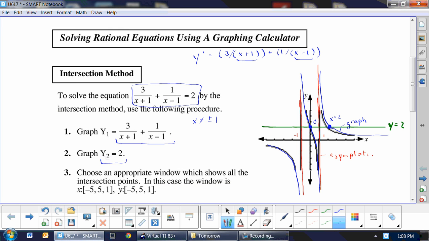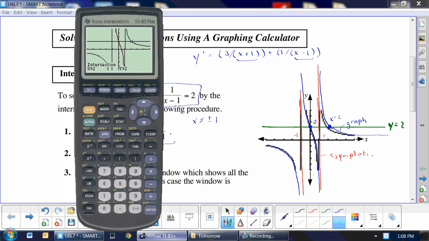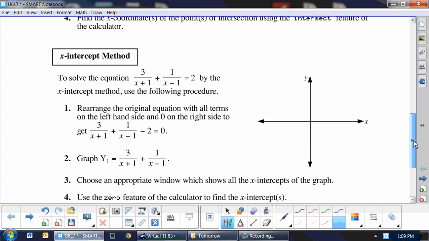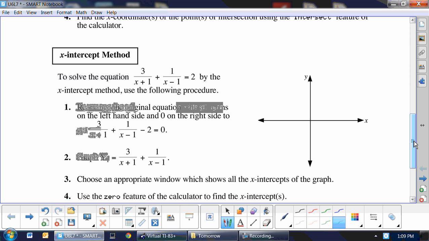Okay? So even though we're looking at a type of graph we've never looked at before, the way we would solve it graphically is the exact same as for quadratics, right? We just use the intercepts, just the same way. The other way we can solve it graphically is the x-intercept method. So it's the same thing with quadratics.